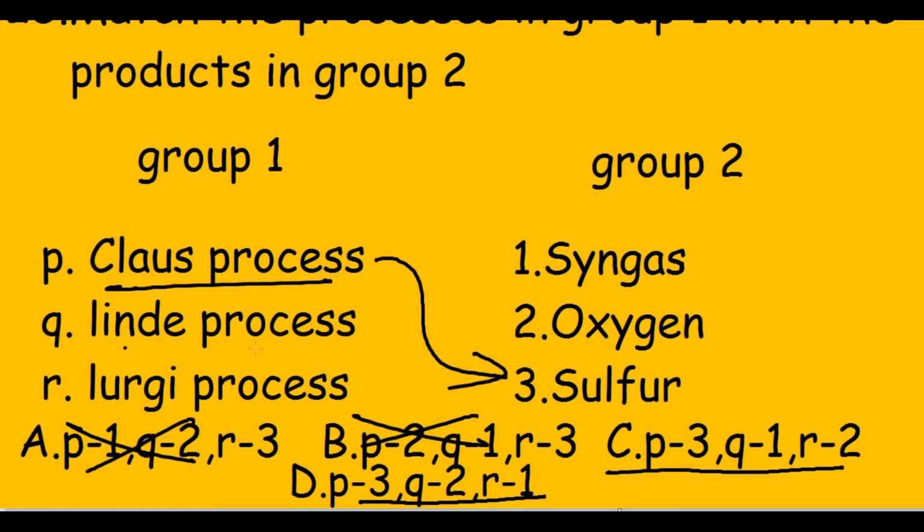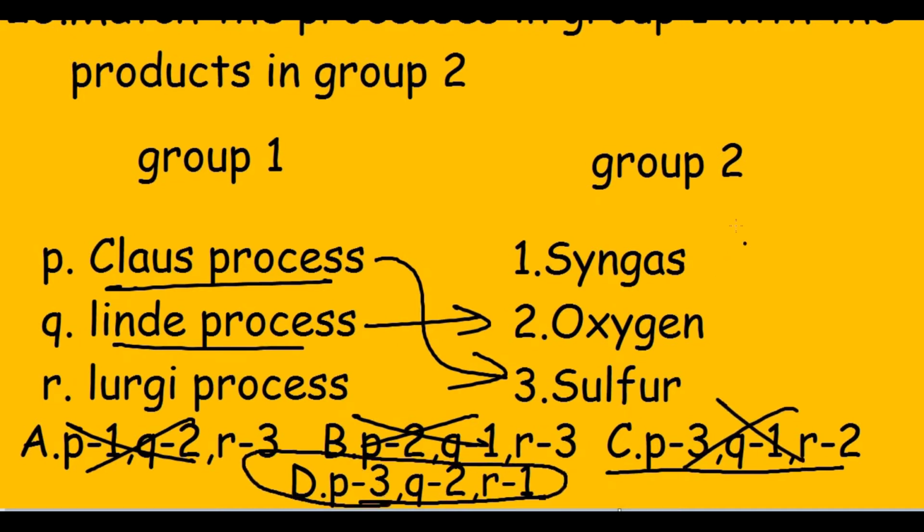So next is, we know Linde process is for oxygen. So Q will be 2. So this is also incorrect. Option D is correct. This is correct. That is P3 Q2. So R will be 1. That is Lurgi process is for syngas.